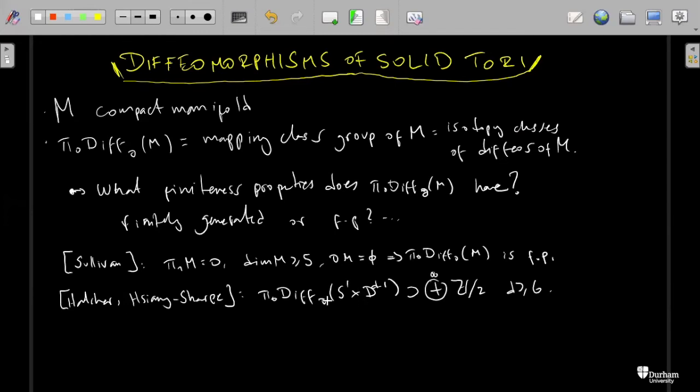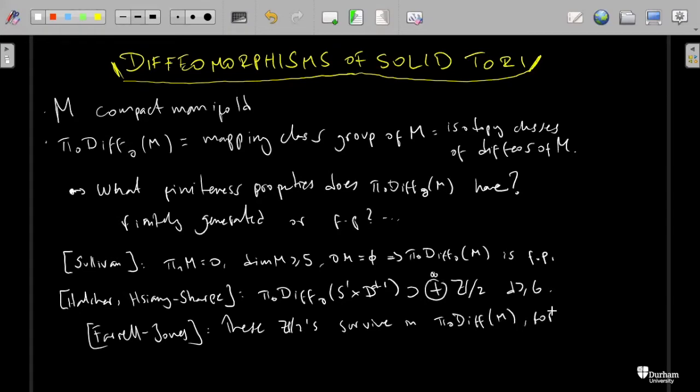I mean, this is a manifold with boundary, but then work of Farrell and Jones implies that these C mod 2s survive in the mapping class group of any closed, say, hyperbolic or even more generally non-positively curved manifold M, right? So, for example, a torus, right?